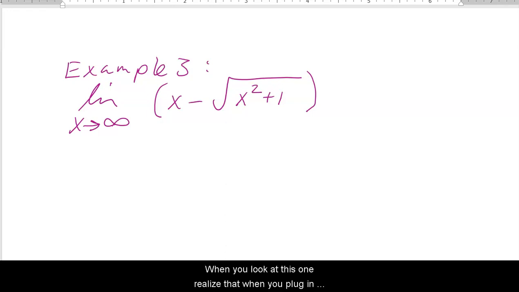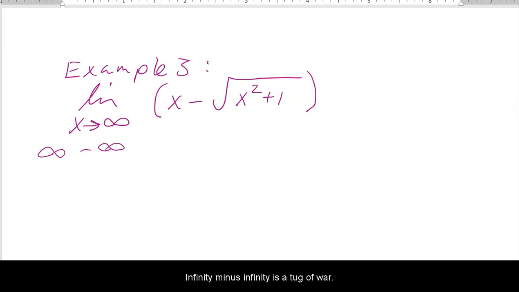When you look at this one, realize that when you plug in infinity for x, you do get infinity. Plugging in infinity in place of the x here gives me also infinity. In other words, both of those graphs, as I go to positive infinity, go to positive infinity. Infinity minus infinity is a tug of war. It's not clear which is the larger infinity, or if they're the same size, on what finite real number it'll grind to a stop.